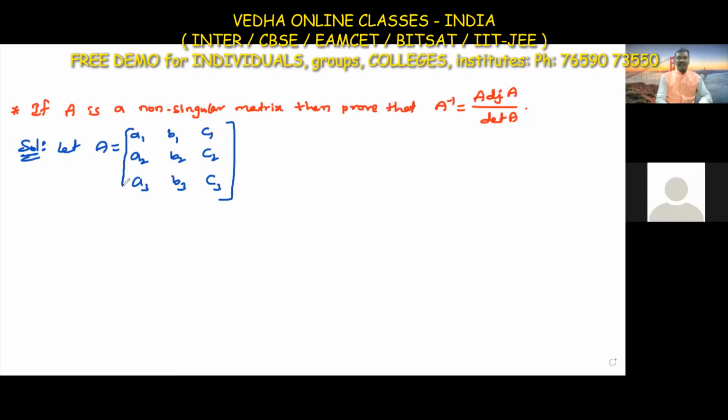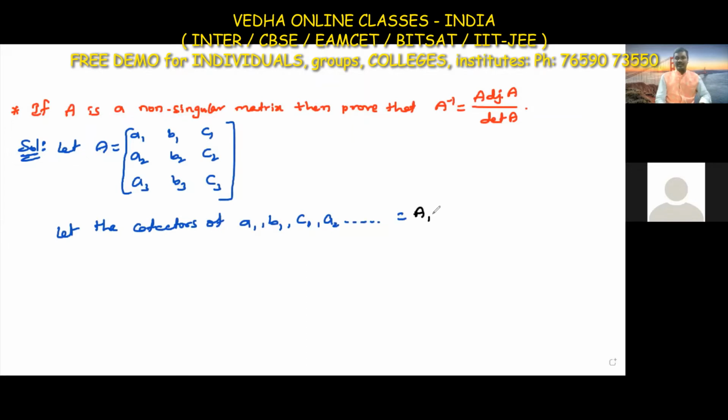Given that it is a non-singular matrix means the determinant is not equal to 0. Determinant is not equal to 0. That means the inverse exists. I am taking the cofactors. Let the cofactors of a1, b1, c1, a2 and so on, all these cofactors I am taking in capital letters.